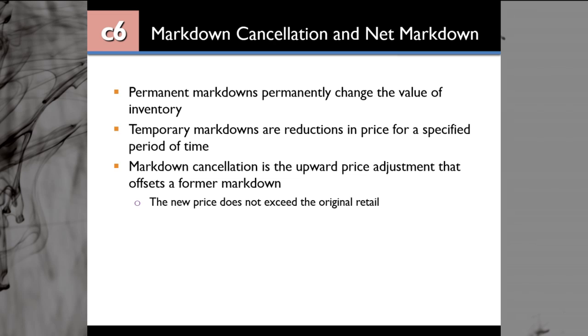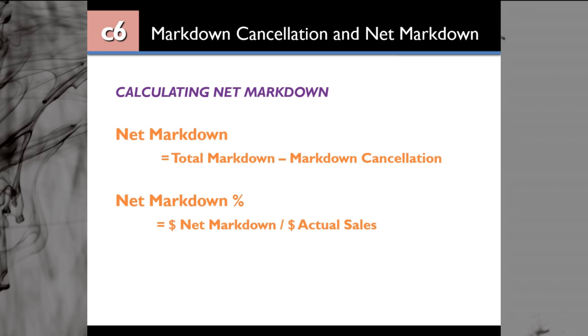After the period of this temporary sale, if you want to put it back on the floor, you cannot price it at more than $20, the original retail. So you cannot have it at $30 or $40 or $50. It cannot exceed the original retail price, so you have to make sure of that. Now let's talk about how you can calculate markdown cancellation and net markdown.